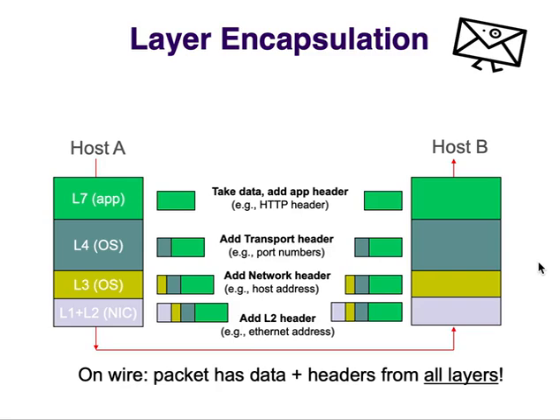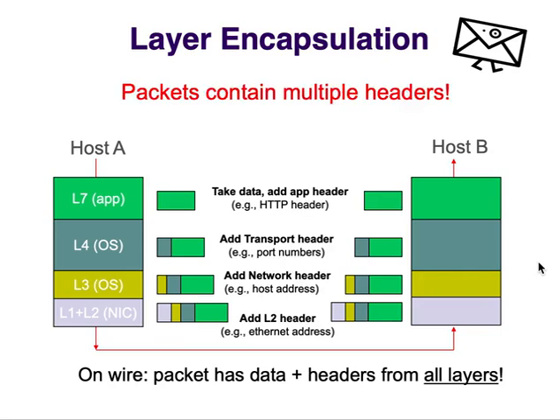We haven't yet talked about what goes into those headers. That's what we'll be doing over the semester. So packets contain multiple headers. If you actually went and looked at a packet on the wire, it would have all of those headers stacked one on top of the other. Is that making sense?